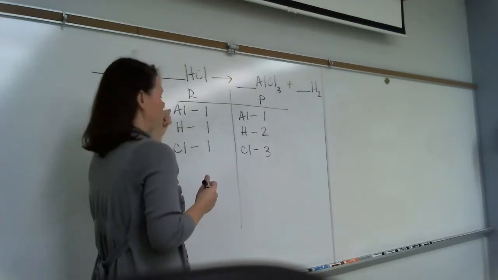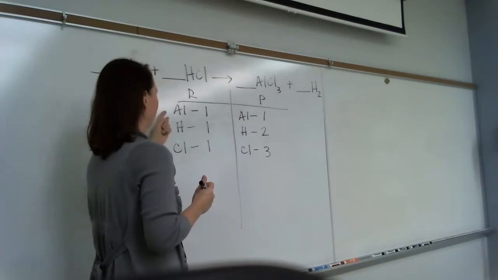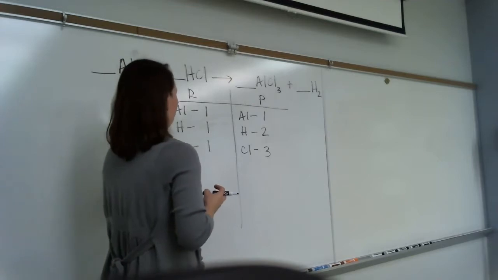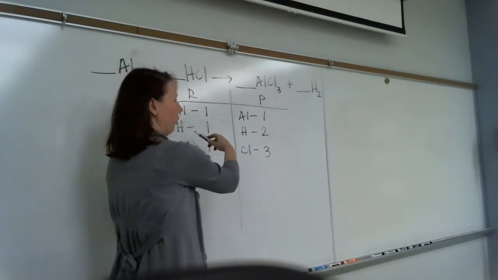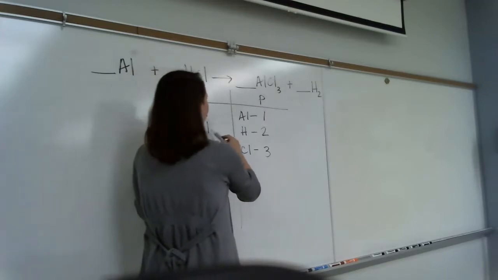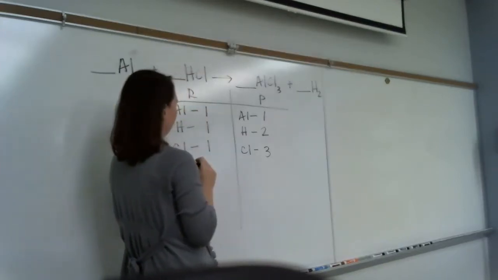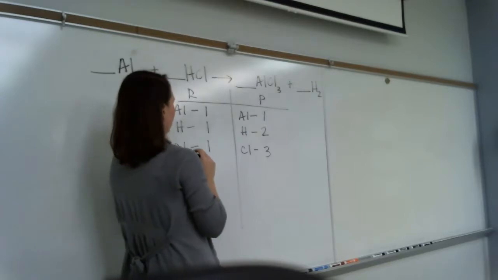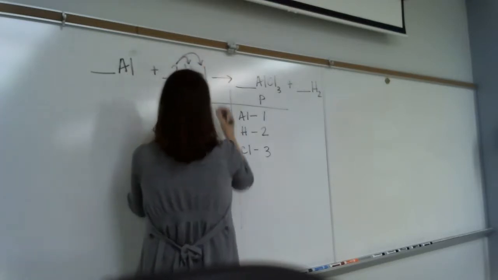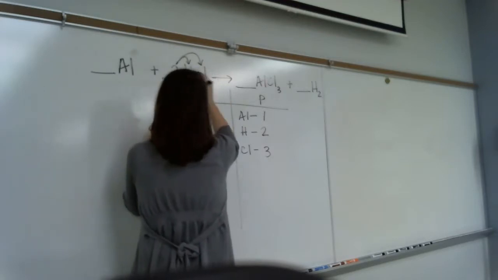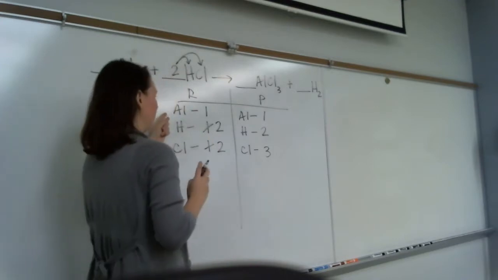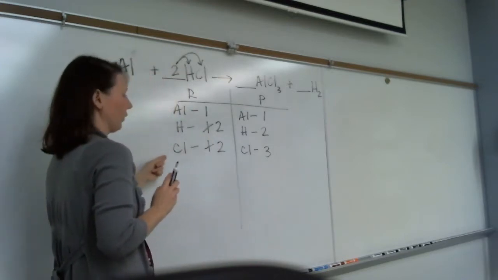Because aluminum's already balanced, we just go straight down the list, right? Hydrogen's not balanced. So, is 2 a multiple of 1? Yeah, right? How would I turn this 1 into a 2? Right, put a 2 in front of HCl. Distribute it to both. 2 times 1 is 2. 2 times 1 is 2. So now aluminum is balanced, hydrogen's balanced, but chlorine isn't.